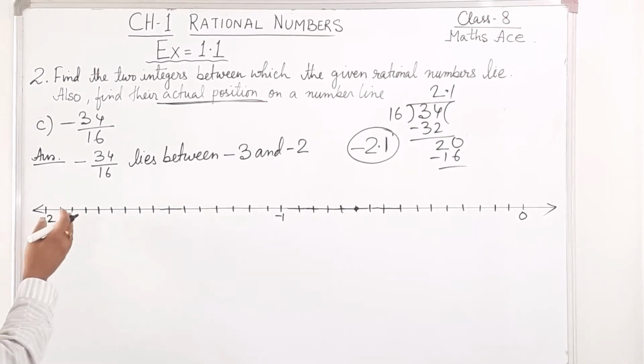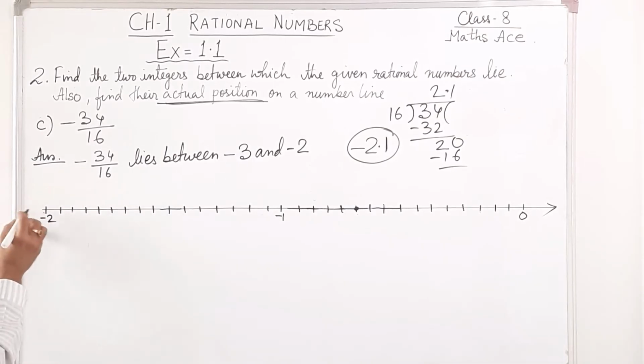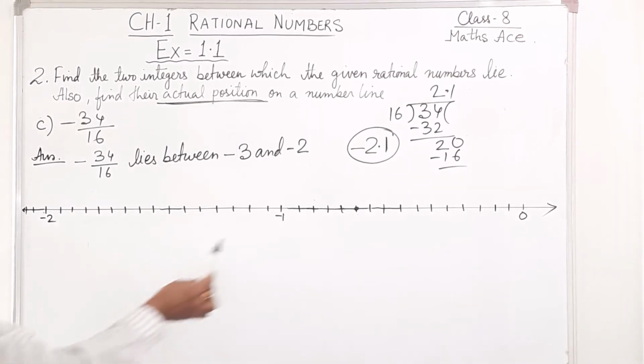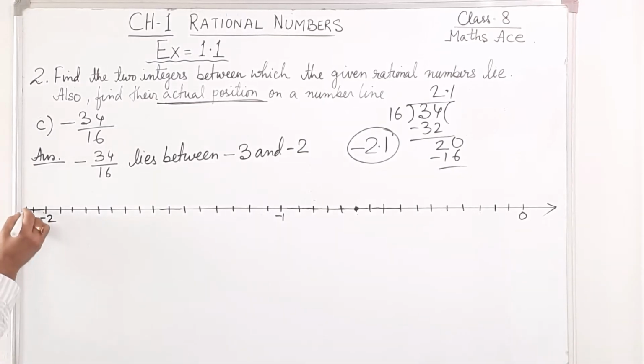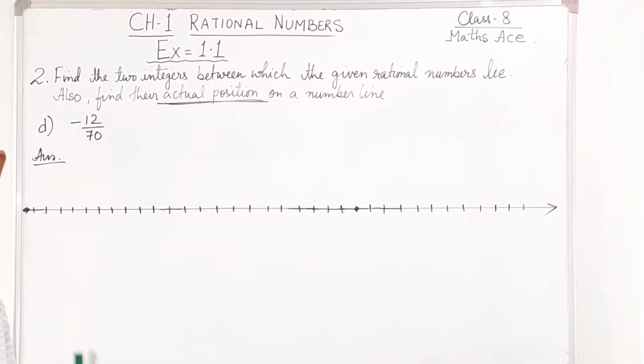Clear? Then I have to go more. Understanding or no? If I extend it, again another one. Clear? And then it is telling minus 34 by 16. So 34: you can see here 16, here 16 is 32, and then 33, 34. So this point will come here, minus 34 by 16. So it is lying between minus 2 and minus 3.